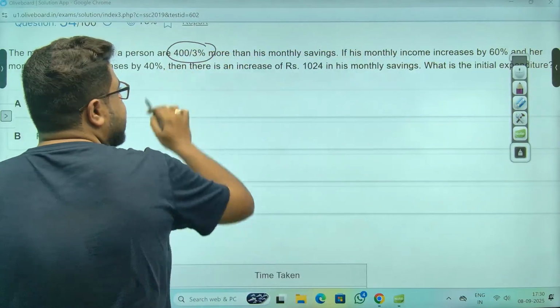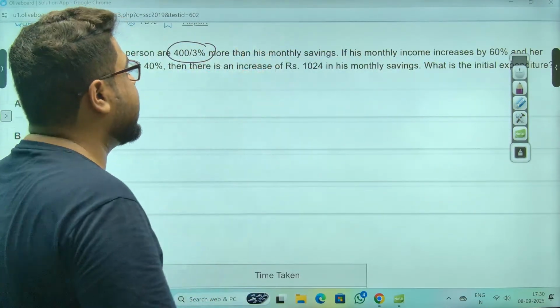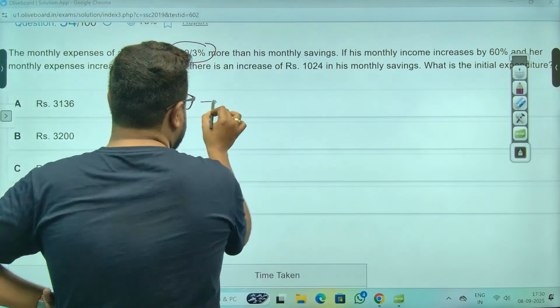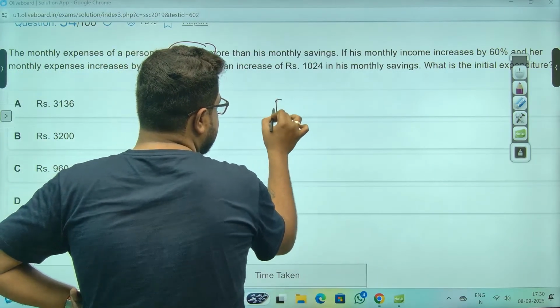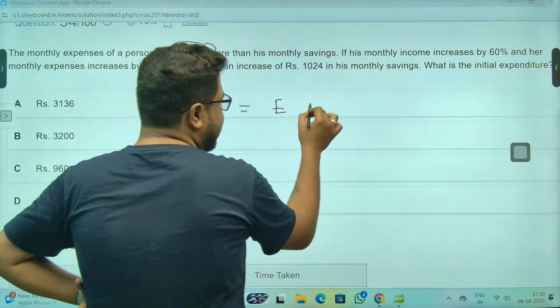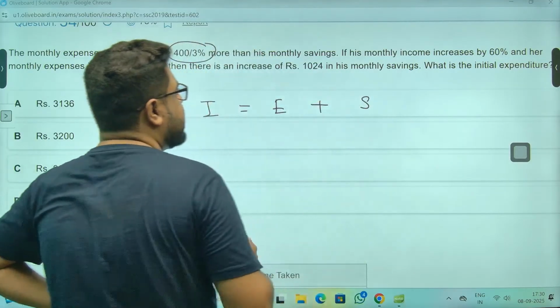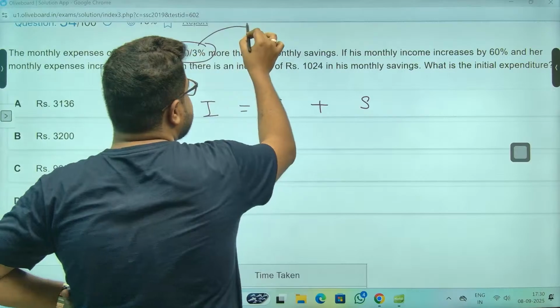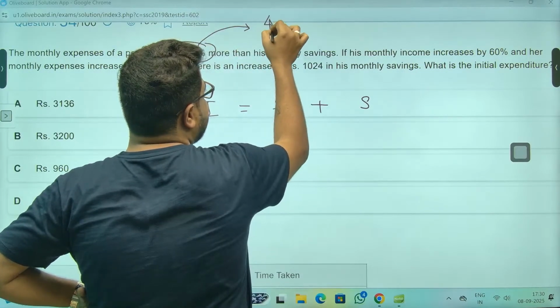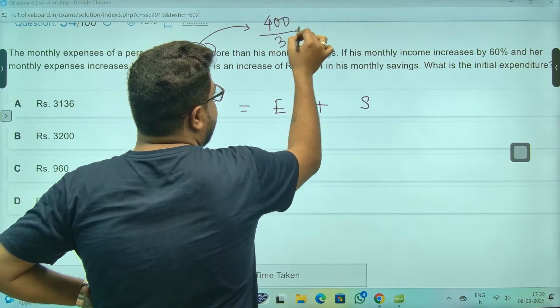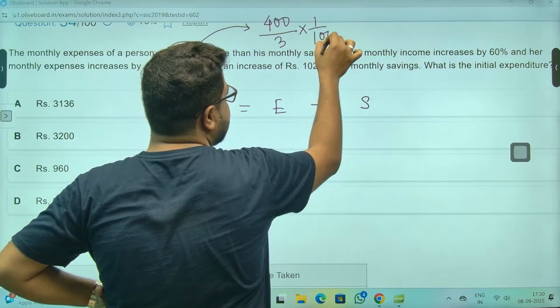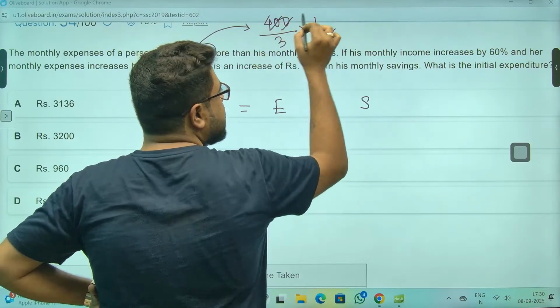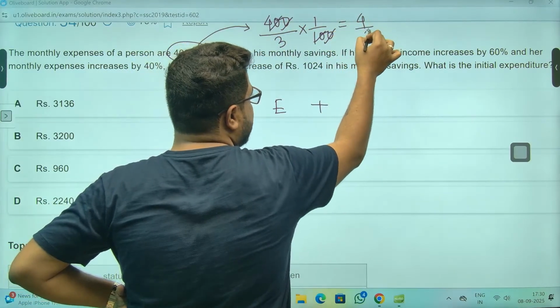This is much more than his monthly savings. Okay, income expenditure question. We know income is expenditure plus savings. Chalo, savings is 4 by 3 percent. What does it mean? Percentage means by 100, meaning 1 by 100. Double zero, double zero. So that means 4 by 3 more.